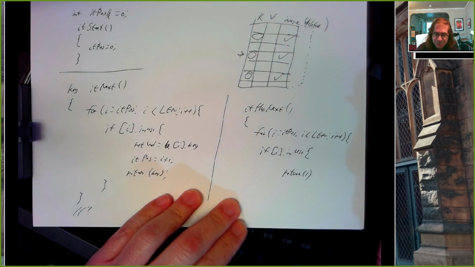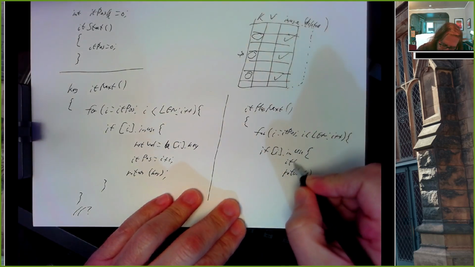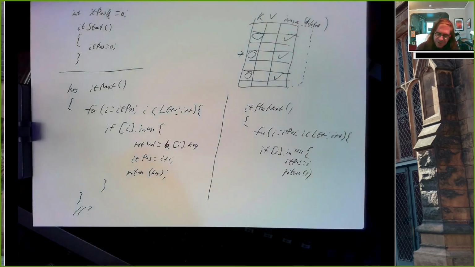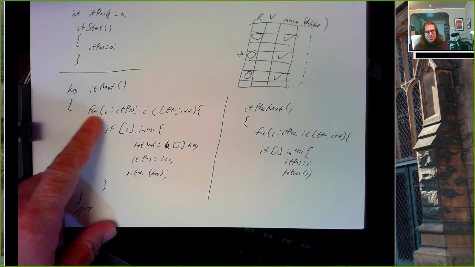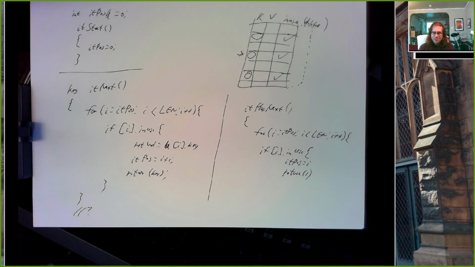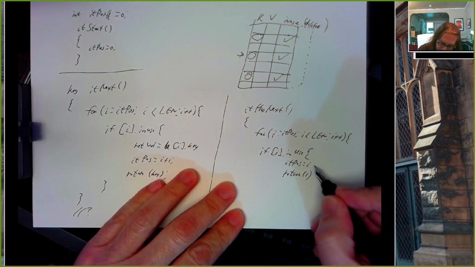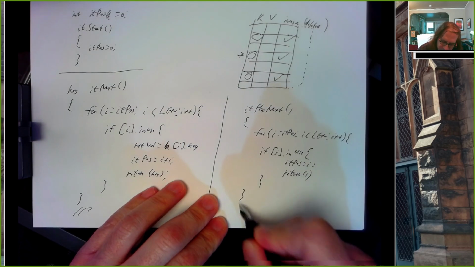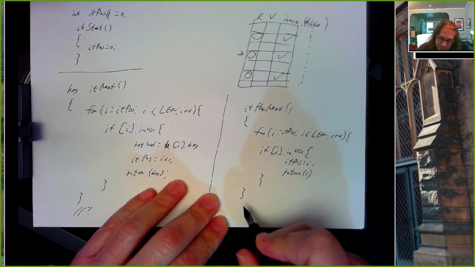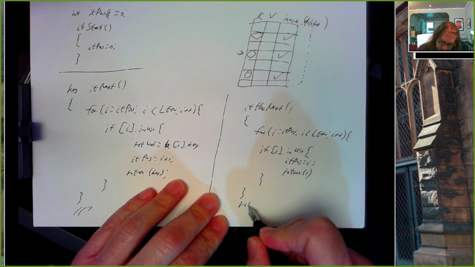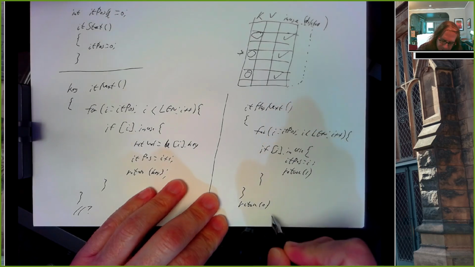And if we want, we could actually say, let's update our iterator position to be I. Because we know that when we come in here, we're going to start from I and look for a spot that's in use. So we could do this if we wanted to. If you come to the end of your for loop and you didn't find a spot that was in use, then we can return 0.